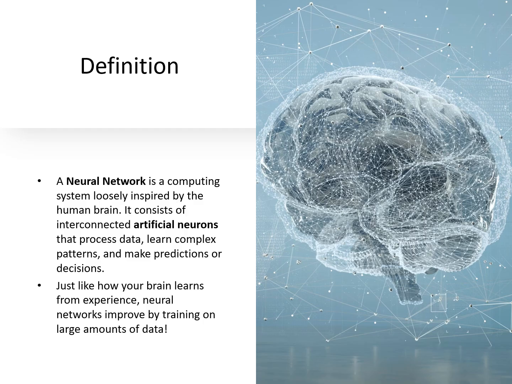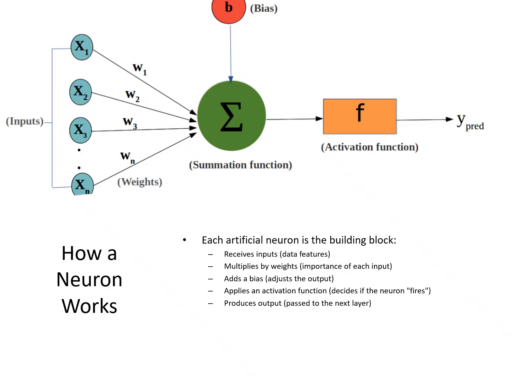A neural network is a computing system inspired by the human brain. It's made up of interconnected artificial neurons that process data, learn patterns, and make predictions or decisions. Just like our brain learns from experience, neural networks learn by training on large amounts of data, and they improve over time. How a neuron works?